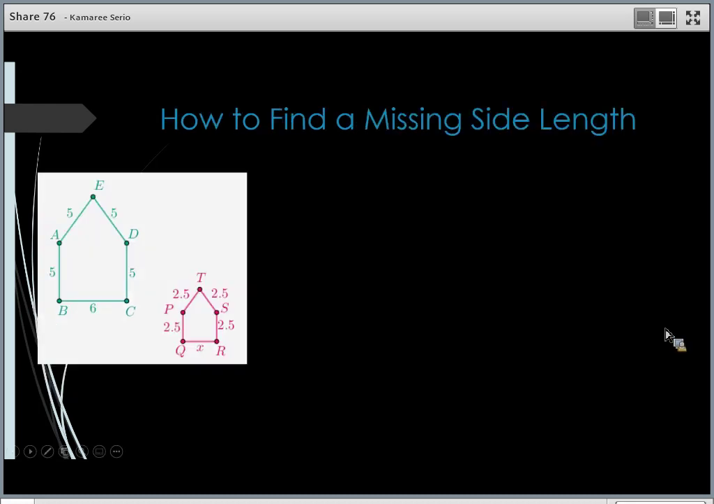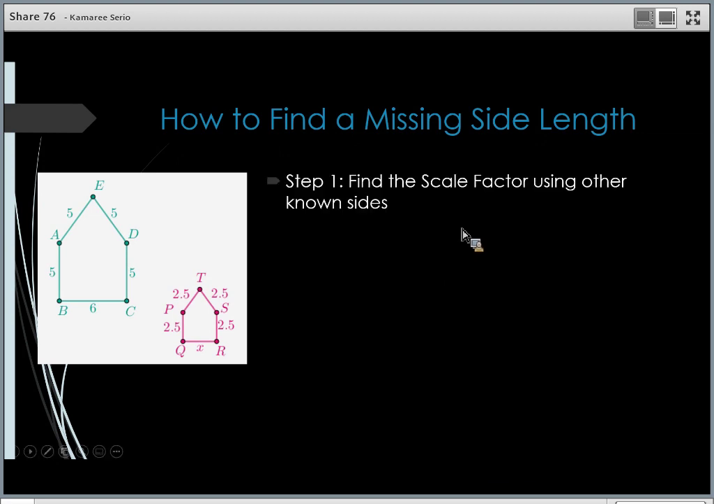All right, going into how to find a missing side length. So I'm going to go through the steps on how you find the missing side length. It's not that much different. There's usually just one extra step at the end that we have to do.